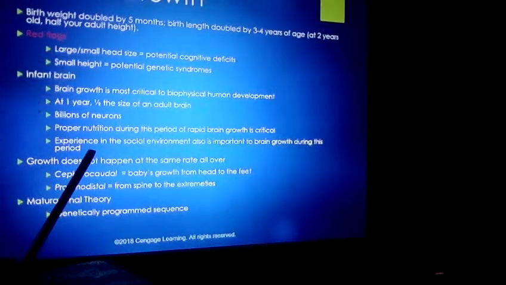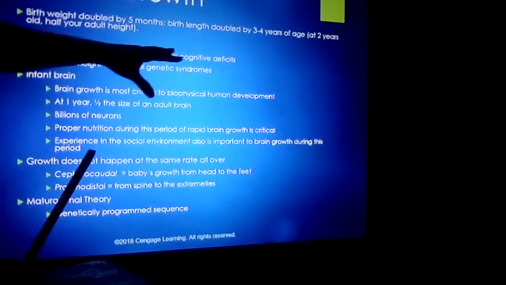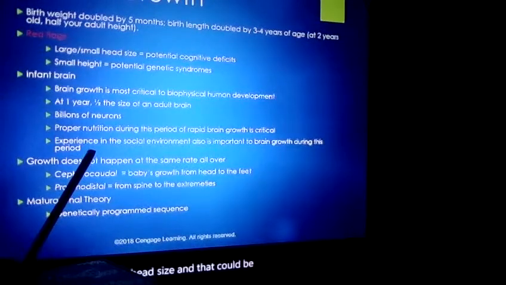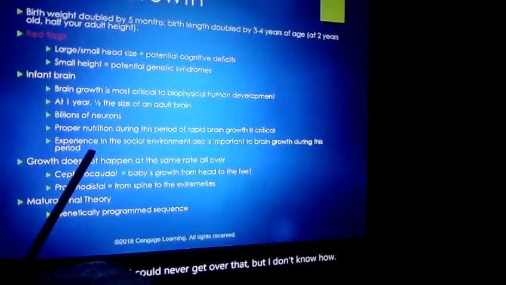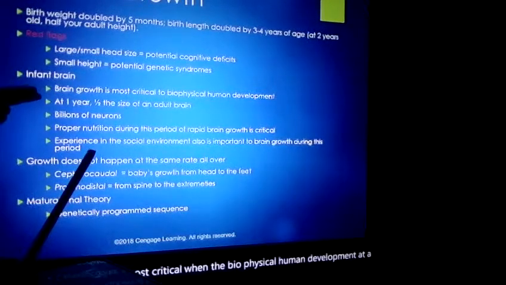They could have a large or a small head size, and that could mean other cognitive deficits. Infant brain: brain growth is most critical in biophysical human development. At a year, it's about half the size of the adult brain.